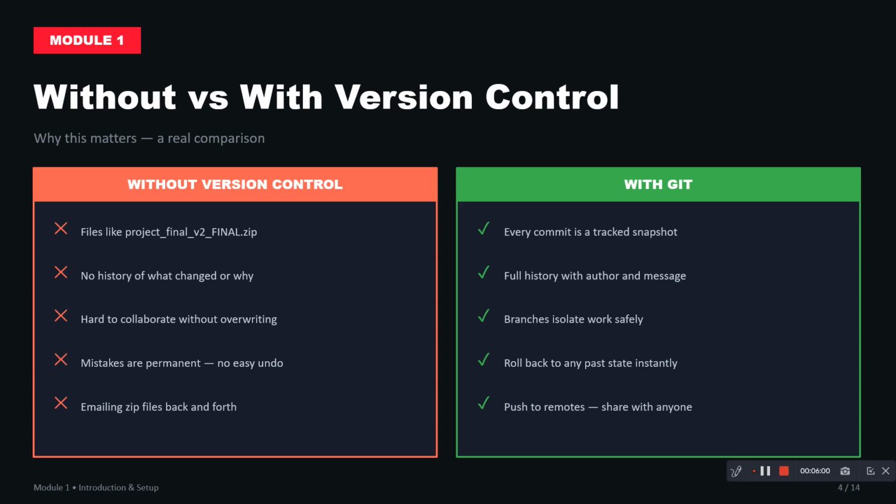So all these disadvantages which you are seeing on the left are avoided in the system on the right side, that is a system that has version control, or Git. So every commit has a snapshot. For example, if you want to see what version of the code a commit has, you can see that. Then you will have the full history with the author and the message. This is one of the main important features.